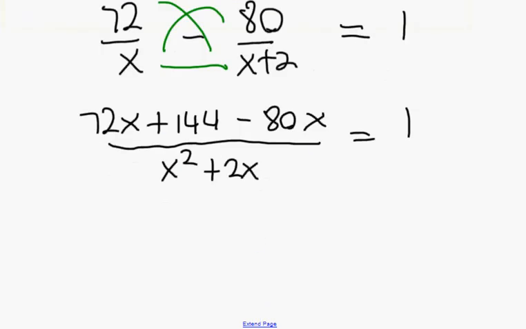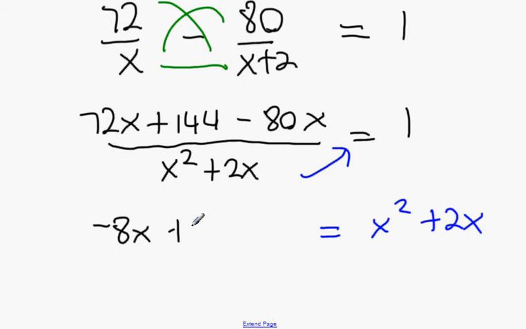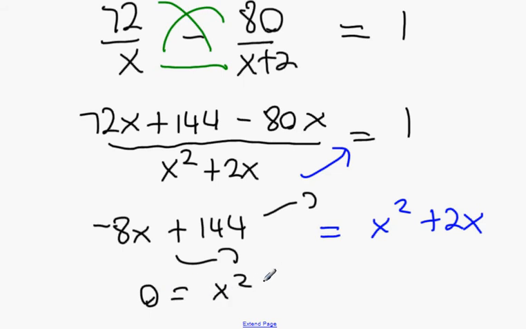Tidy the top and cross multiply. We're going to get x squared plus 2x on the right, and on the left we're going to get minus 8x plus 144. Now we're going to get a quadratic equation. Move the 144 and the 8x over the other side. We're going to get 0 equals x squared plus 10x minus 144.